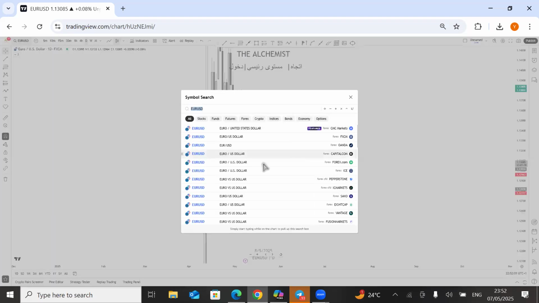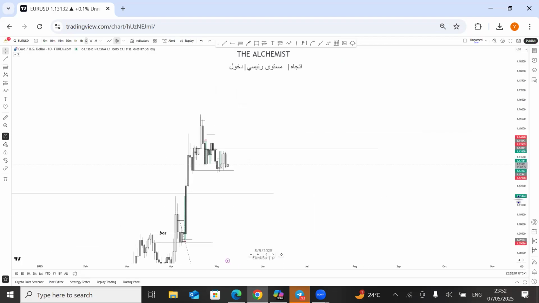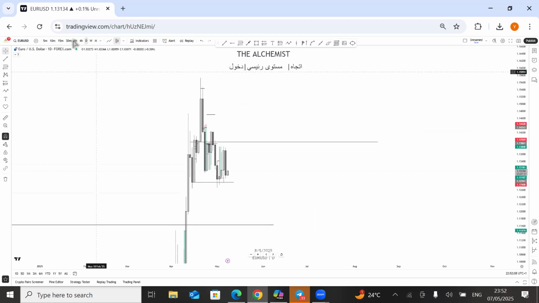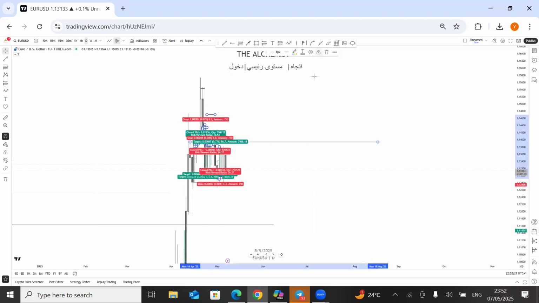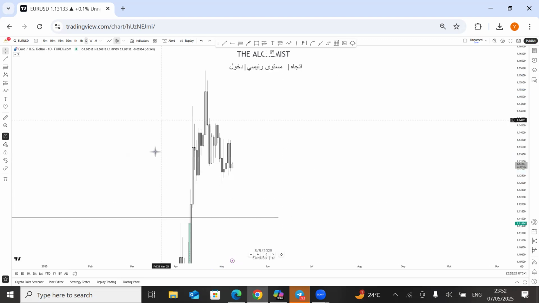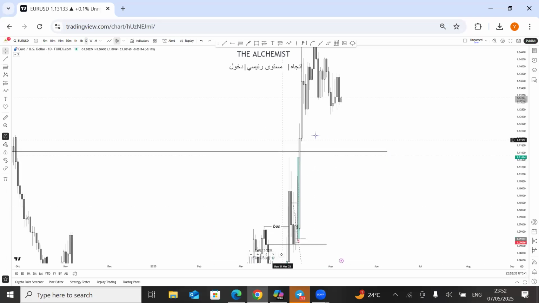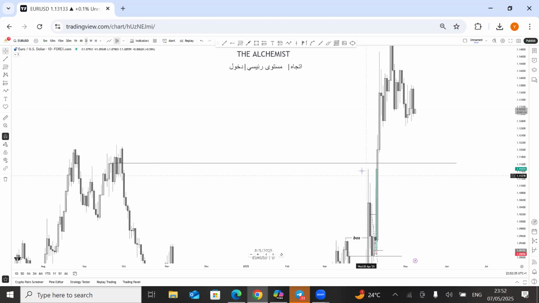forex.com. Okay, let's take this all off. So now this is the daily time frame, and we notice what's happening. Price is bullish. Price broke structure here. Price broke this other structure here.